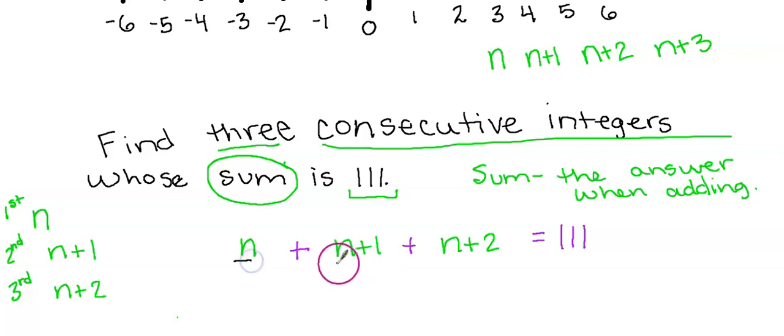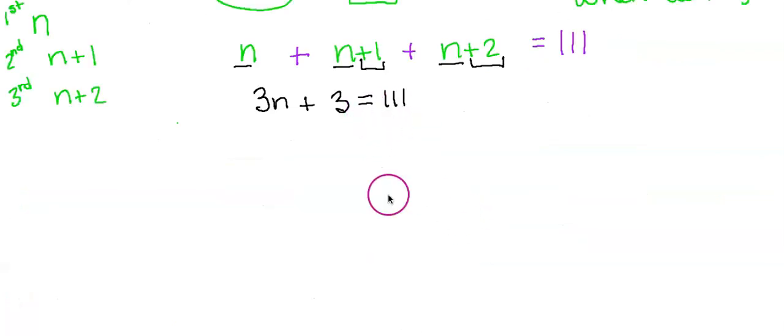I have 3 n's on the same side of the equal sign. I'm going to combine those like terms. 3 n's added together is 3n. Then I have plus 1 and plus 2, so a total of plus 3, equals 111. We are solving. So here's our balance scale. Whatever I do to one side of that equal sign, I need to do to the other. I want my variables on the left and my numbers on the right. I am going to then subtract 3 to get rid of it. I have 3n equals 108.